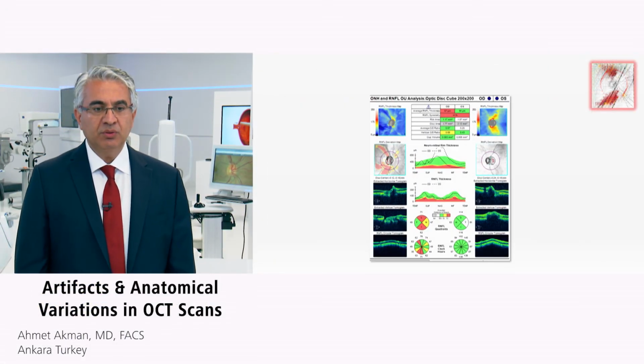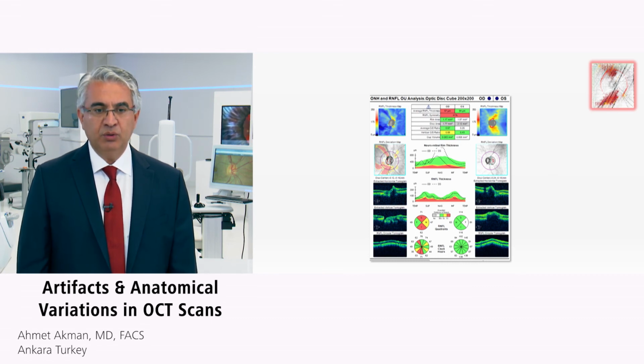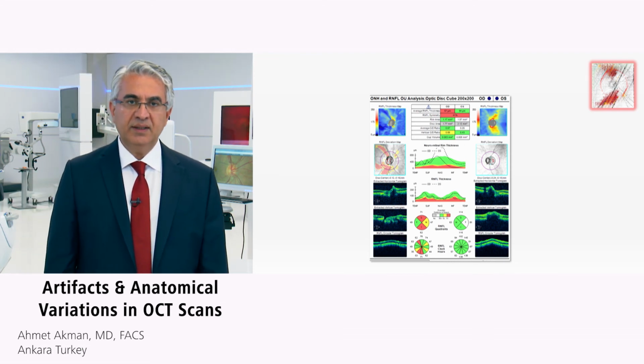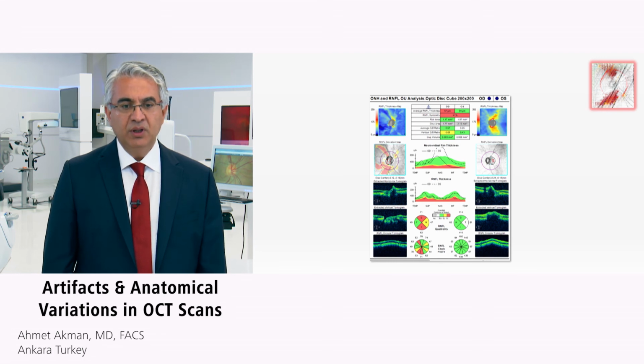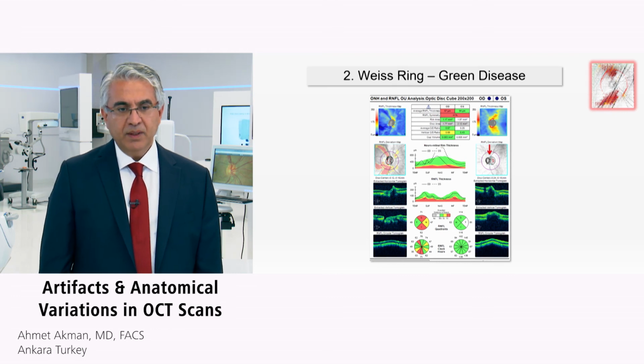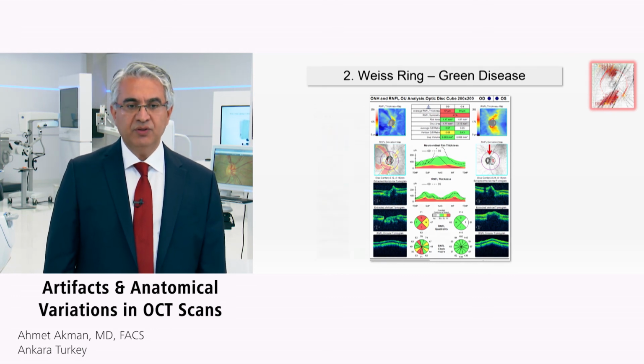Another one, on the right eye, you see glaucomatous damage, but on the left eye, the RNFL looks normal. The reason for that is an early posterior vitreous detachment, which caused the Weiss ring just coming off the optic nerve head, but not moving a lot. So rescanning this patient is not helpful. You see the funny-looking optic nerve on the RNFL deviation map. This is the Weiss ring causing the green disease.